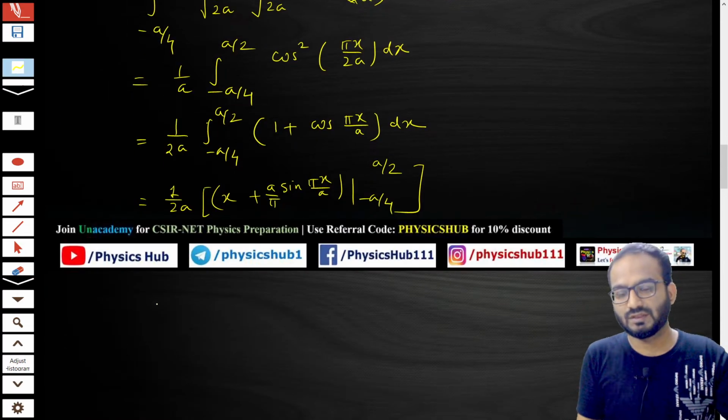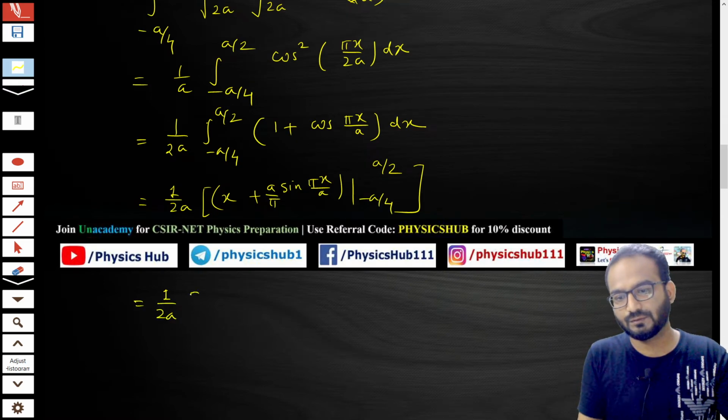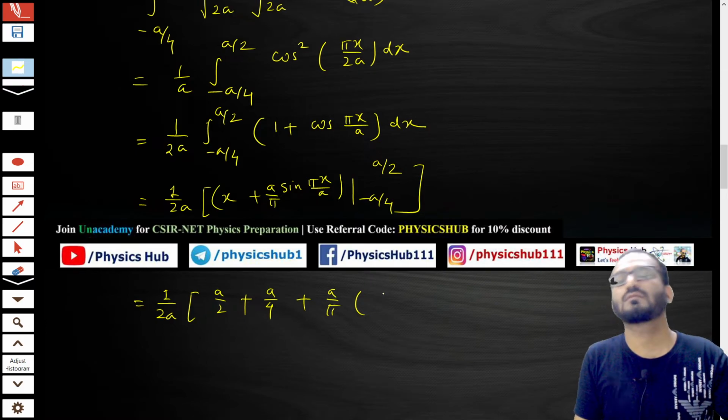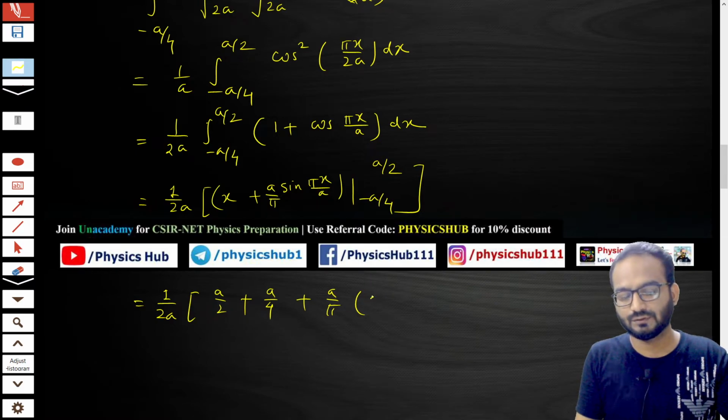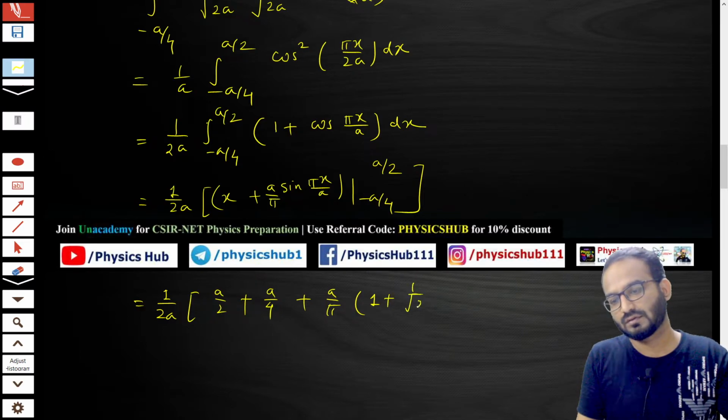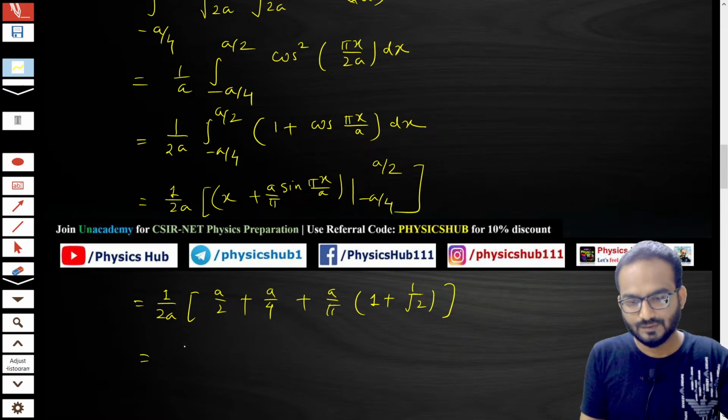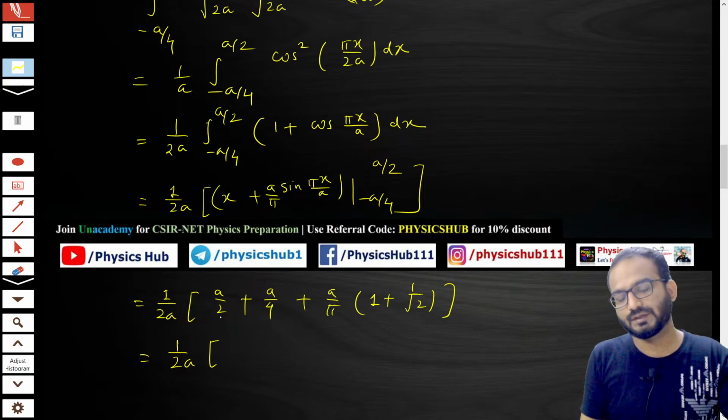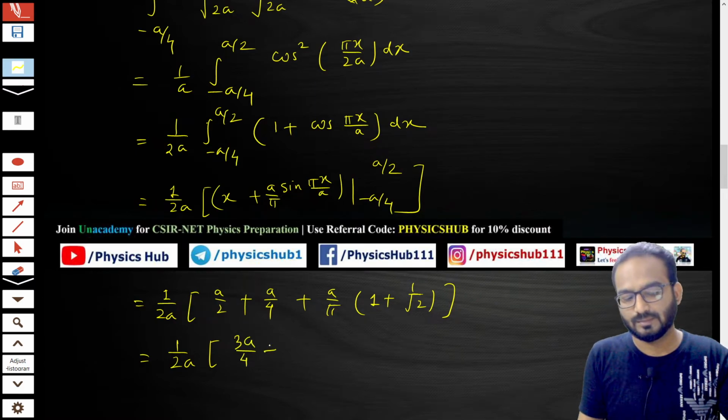And if you put the limits, what will you get? 1 by 2a. So a by 2 minus minus plus a by 4 plus, if you take a by pi common, once you are putting sine x equals to a by 2, the sine pi by 2 is 1, and again minus minus plus sine pi by 4 is 1 upon root 2. So this will be the case. So 1 upon 2a, a by 2 means 2a by 4 plus a by 4 is 3a by 4 plus a by, if you take root 2 common, so root 2 pi, pi is outside, okay? So root 2 plus 1.